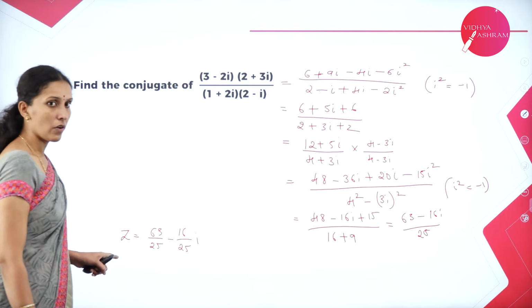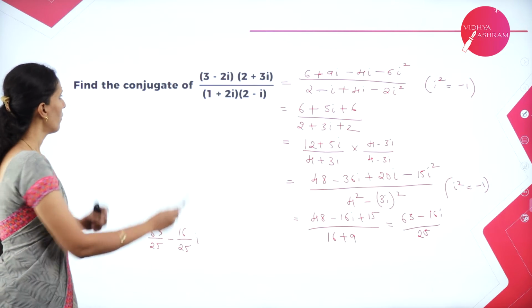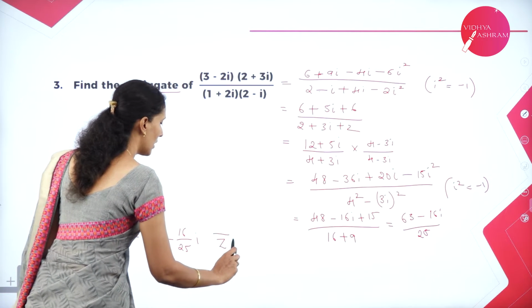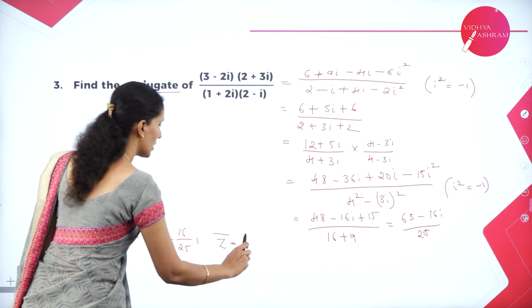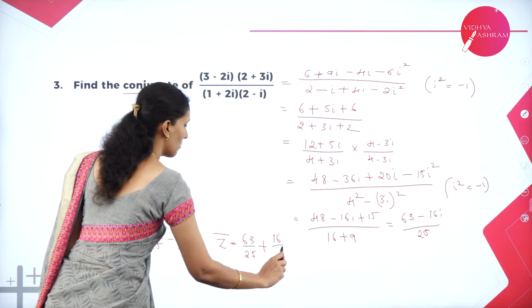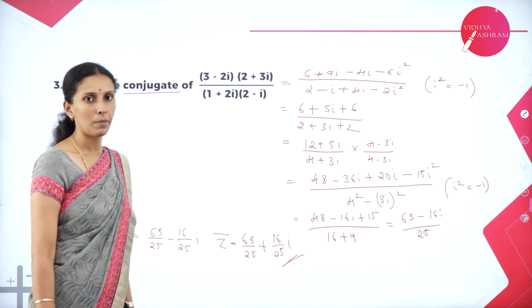So if this is your z, first we have to find z, then we have to find the conjugate. What is the conjugate? z bar is the positive of this, that is 63 by 25 plus 16 by 25i. So this is the conjugate of the given complex number.